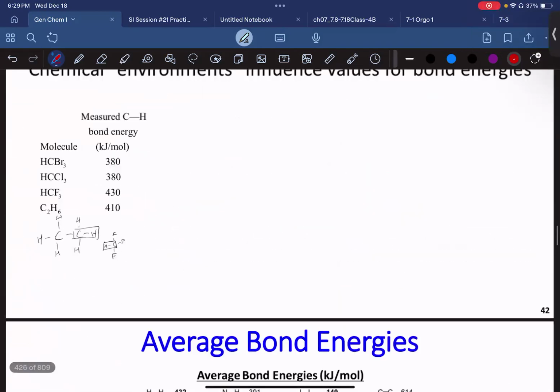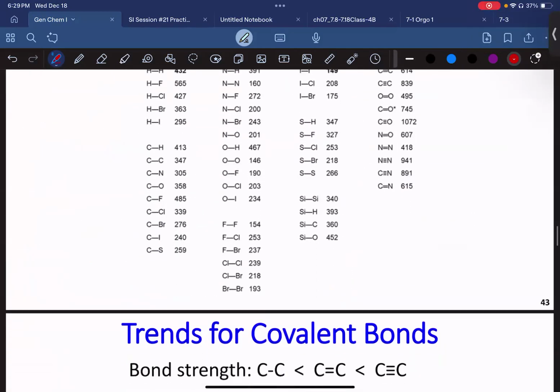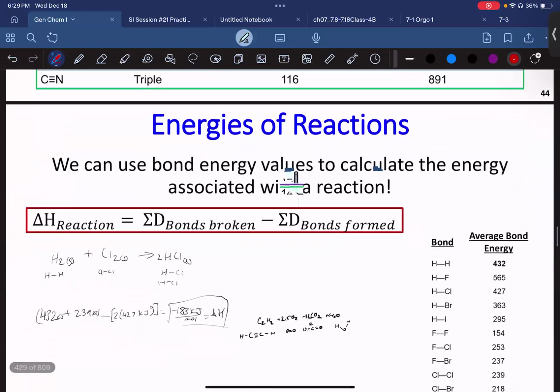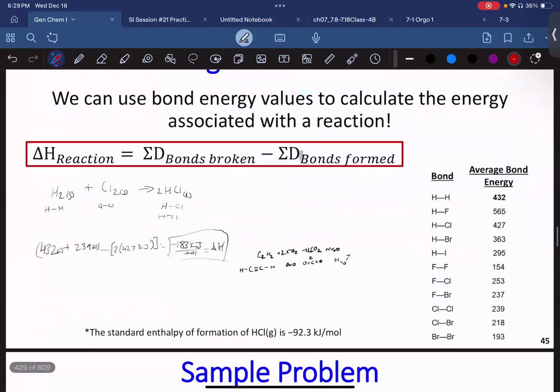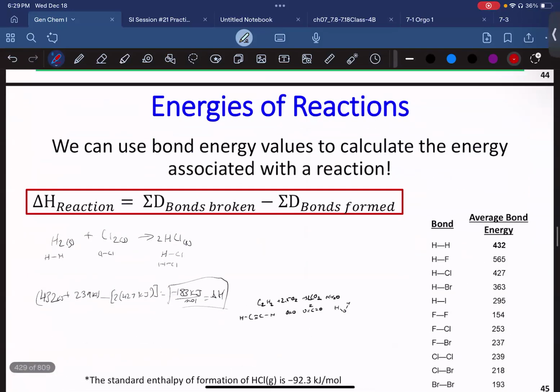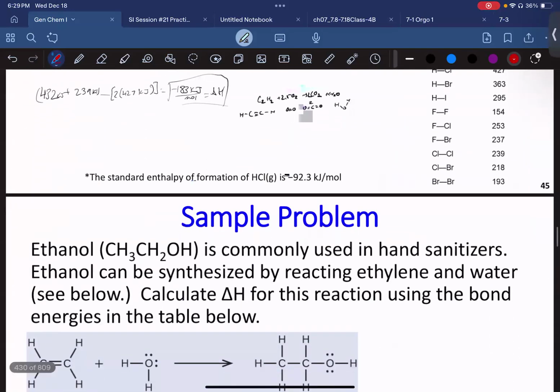Bond strength. So this is now a little bit different. This is bonds broken minus bonds formed. It's really just plugging into the equation and making sure you have all the right numbers. A lot of people sometimes use reactants minus products. I don't personally use that because I feel like it can confuse you with the delta H reaction, so be mindful of what you use to remember this.